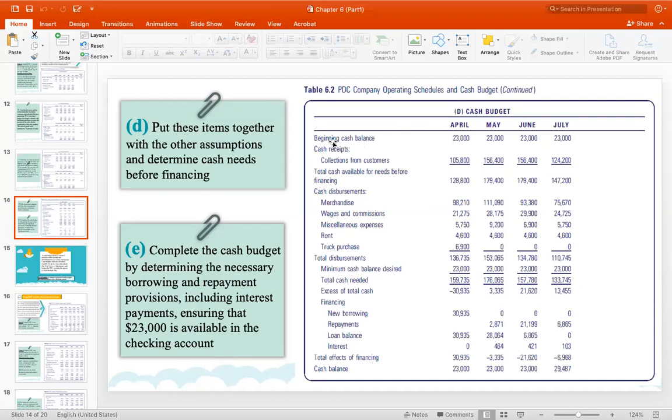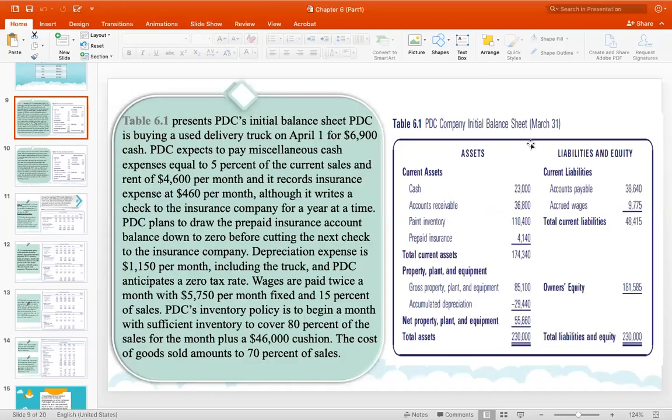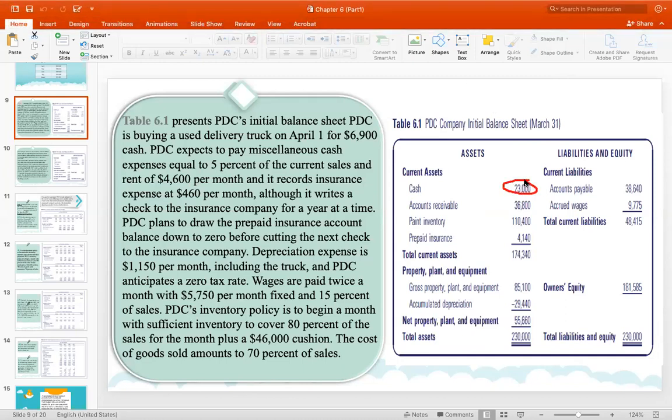For April, we have here the beginning cash balance, which is $23,000, right? So from where did we get this information? Actually, we got this information from the balance sheet of the company by the end of the month of March. Remember the initial balance sheet by the end of March? We have $23,000 as cash. So the cash available at the company by the end of March is the same cash available by the beginning of April.